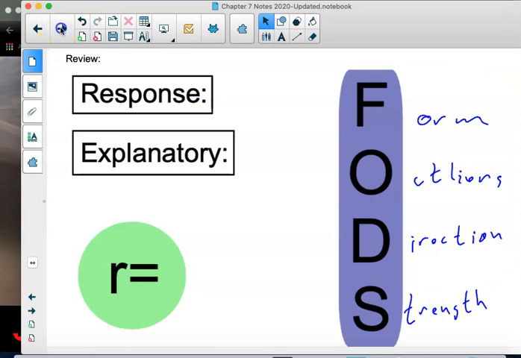Okay? All right, so quick review. So remember response, explanatory. So explanatory is like our independent variable. The response is the reaction or the dependent variable. Explanatory is typically the X numbers. Response is typically the Y numbers. Okay. R, we talked about yesterday. That's that correlation coefficient. And then we talked about FODS yesterday, and that's just an acronym for when we're trying to judge scatter plots, basically. So typically we talk about form, outliers, direction, and strength.